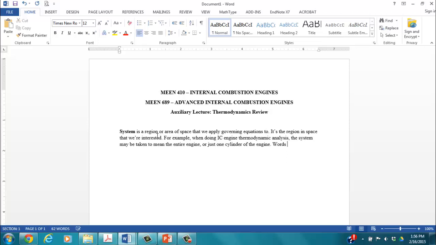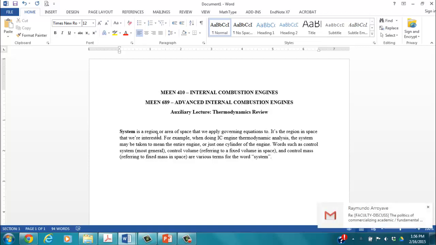right? So words such as control system, this is what we would say is the most general term. Control volume, referring to a fixed volume in space. And control mass, which refers to a fixed mass in space, all are various terms for the word system. Okay, so if you hear me say control system, control volume, control mass, this is all referring to the thermodynamic system of interest.